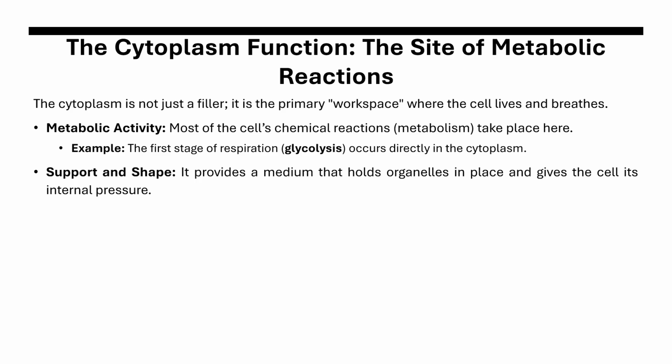Secondly, the cytoplasm also provides support and shape. It creates an internal pressure that holds the organelles in their proper places so they do not just sink to the bottom of the cell. But it is not static. It acts as a transport system. For example, in some plant cells, you can actually watch a process called cytoplasmic streaming, where the jelly flows in a circle around the vacuole like a conveyor belt, moving nutrients and signals to every corner of the cell.